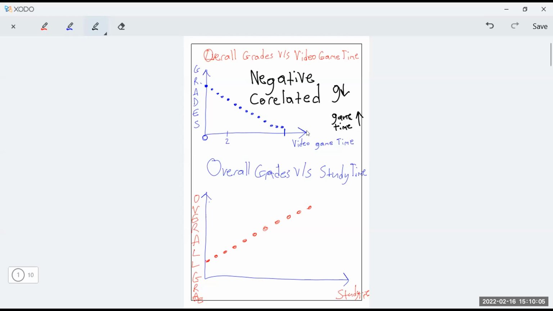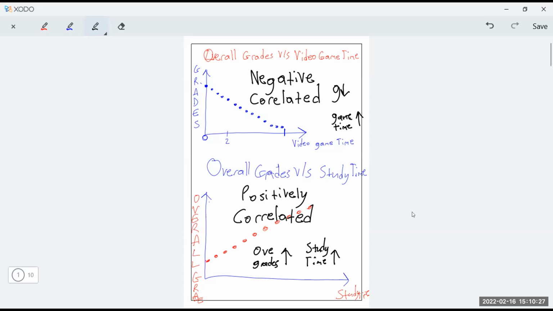When both of them are increasing at the same time, this is what? Positive. Very good. Positively correlated. So as study time goes up and overall grades go up, we say they're positively correlated.